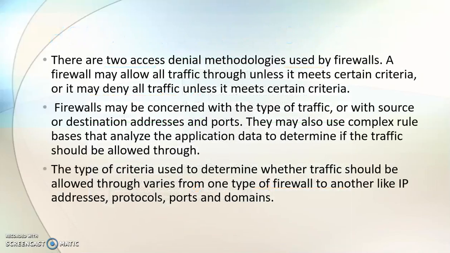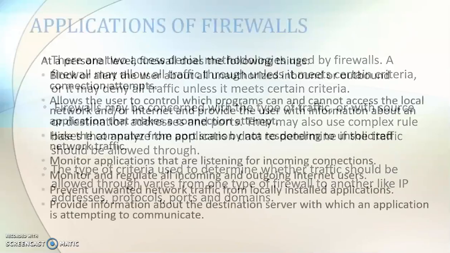There are two access denial methodologies used by firewalls. A firewall may allow all traffic through unless it meets certain criteria, or it may deny all traffic unless it meets certain criteria. Firewalls may be concerned with the types of traffic, or with source or destination addresses and ports. They may also use complex rule bases that analyze the application data to determine if the traffic should be allowed through. The types of criteria used to determine whether traffic should be allowed through vary from one type of firewall to another, like IP addresses, protocols, ports, and domains.